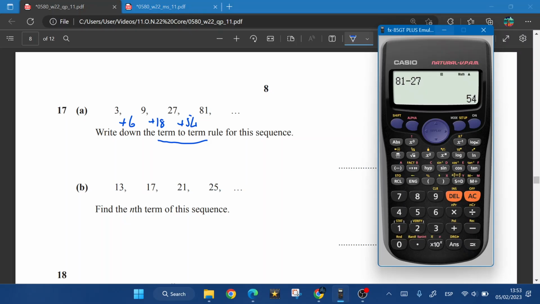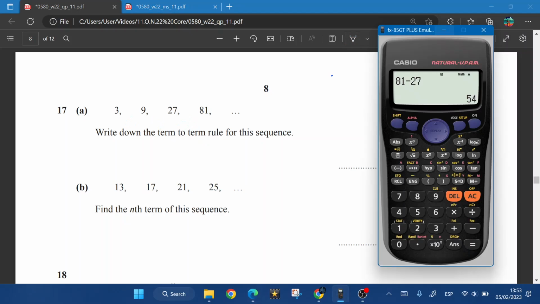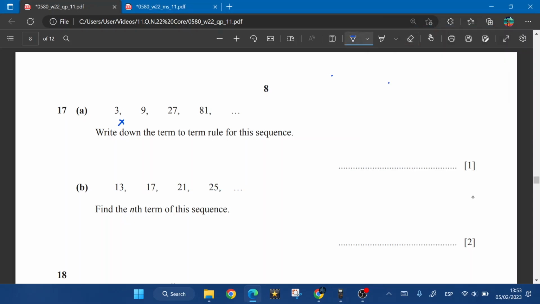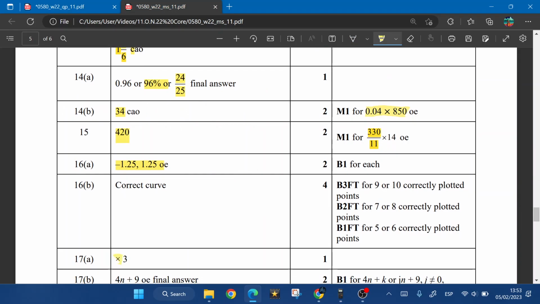You think maybe adding is not quite what we should be going for here. What else makes numbers increase very quickly? Alright, what makes things go bigger other than adding? Well, that's called multiplying. If we do 3 times what is 9? 3 times 3 is 9. 9 times 3 is 27. 27 times 3. So the term-to-term rule is times 3. There we go. That's all you need to write. Times 3.